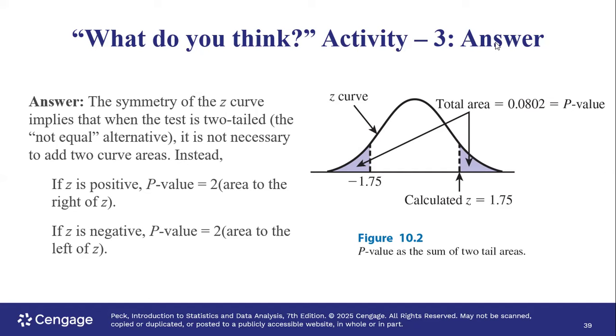Okay. So what we will do is, the symmetry of the z-curve implies that when the test is two-tailed, the alternative is not equal to. So if we look at a hypothesis H0: p equal to 0.3 and the alternate p not equal to 0.3, we're not saying greater than or less than. Then it is a two-tailed test. Okay. And the test statistic z can fall in either the left tail or the right tail. If z is negative, in the left tail, then we calculate the area to the left of minus 1.75 as shown in this case. How will we do it in our calculator? Second vars, 2.